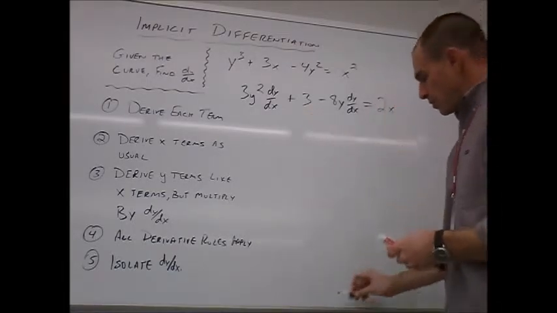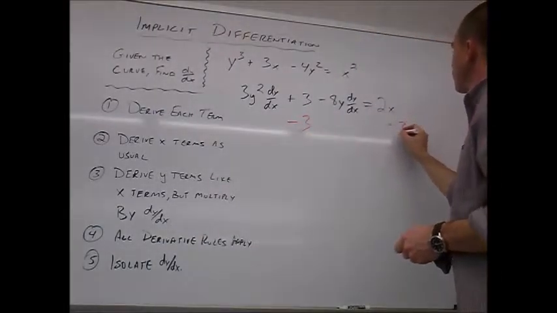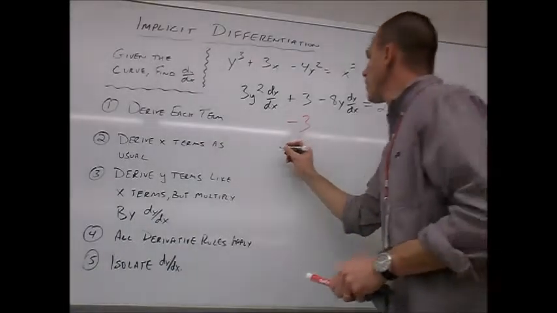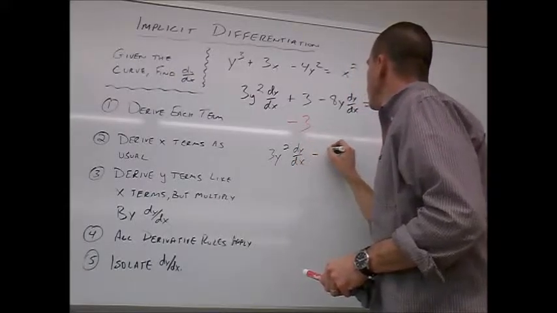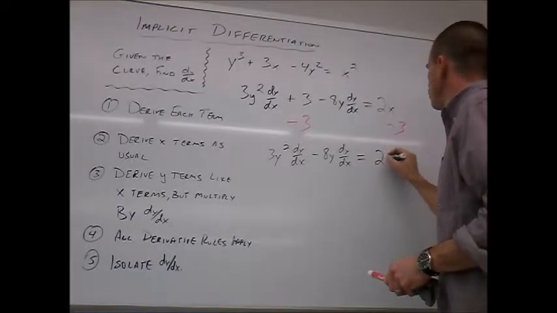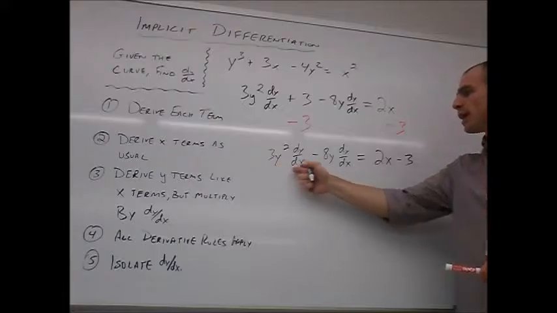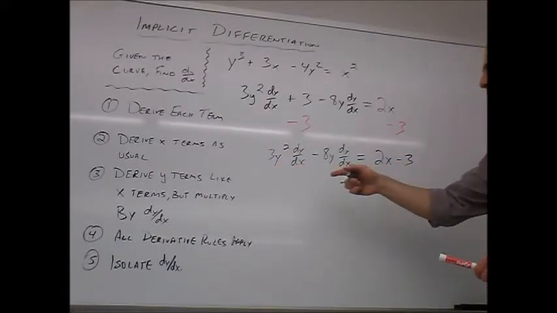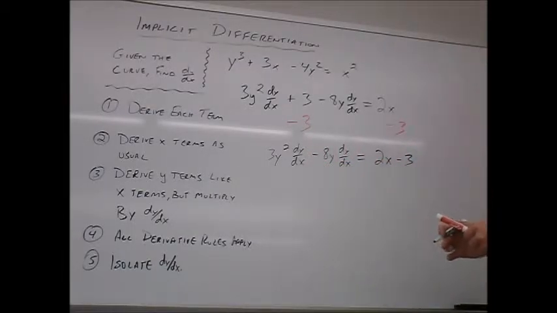So we're going to eliminate. Let me change over to red real quick. We're going to subtract 3 from both sides, okay? And in doing so, that means that we now have 3y squared dy dx minus 8y dy dx is equal to 2x minus 3, okay? We've done a little isolation here. dy dx terms on one side, non-dy dx terms on the other side. Okay, it's like a middle school dance. Boys on one side, girls on the other. That's exactly what's happening here. dy dx is on one side, non-dy dx is on the other.